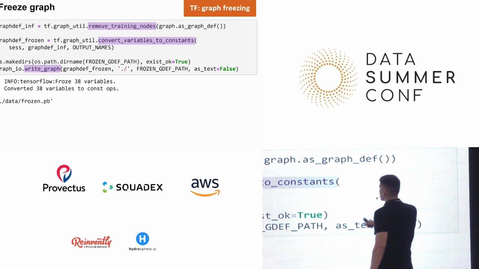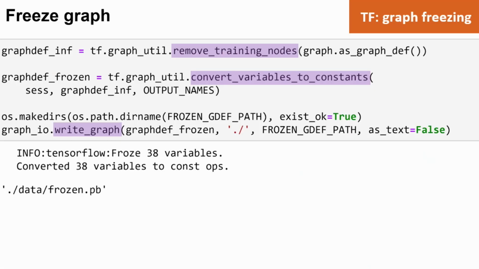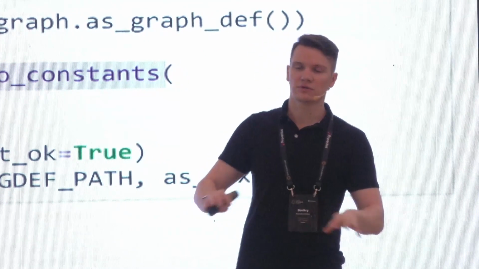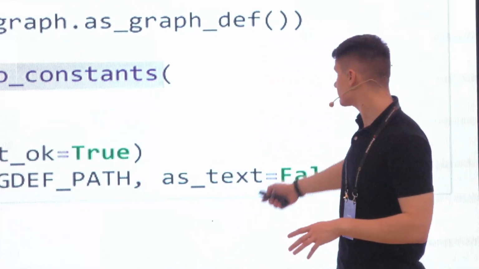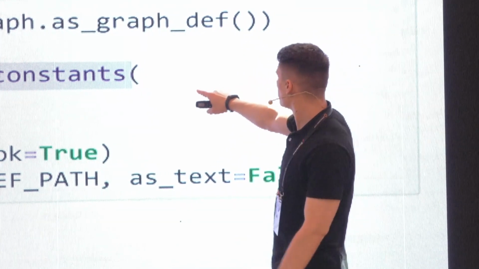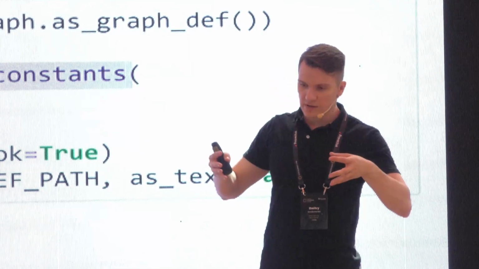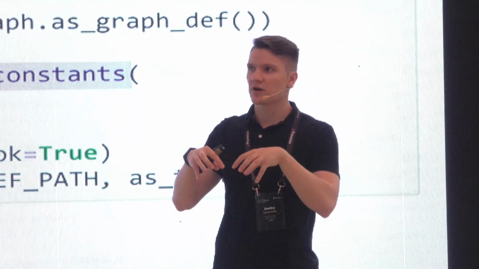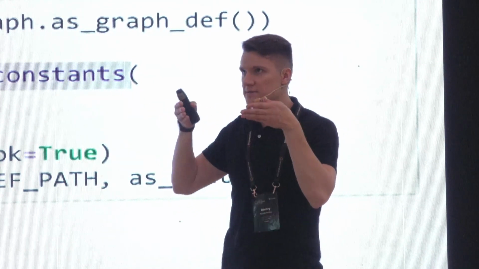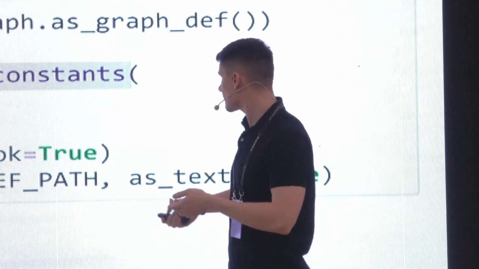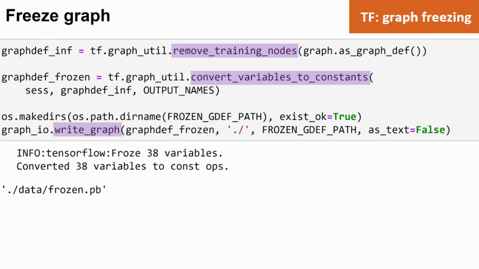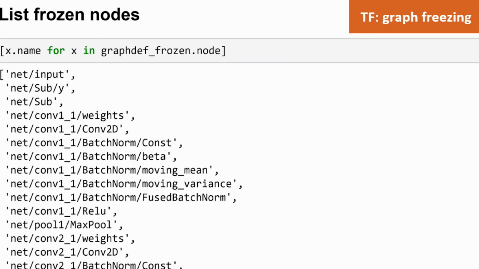What's freezing? First of all, we remove all the training nodes. So things like initialization of weights, saving, etc. So remove everything we don't need at the inference stage. Second, convert all variables to constants. That means that we just fix all the variables as graph nodes. And then we just write it down on our disk. So this is the frozen model.